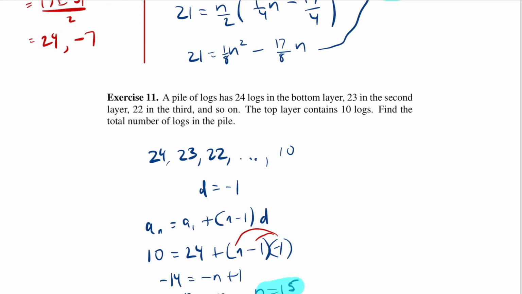15 over 2, the first term plus the last term, 15 over 2 times 34. 2 goes into 34 17 times. 15 times 17 is 255. So that is the sum of the 15 terms. That's the total number of logs. And that is the end of the section.